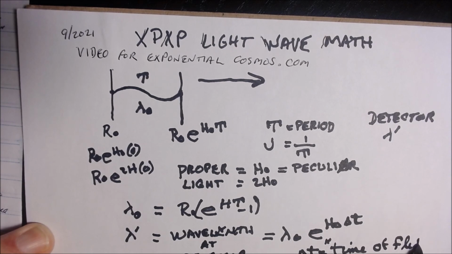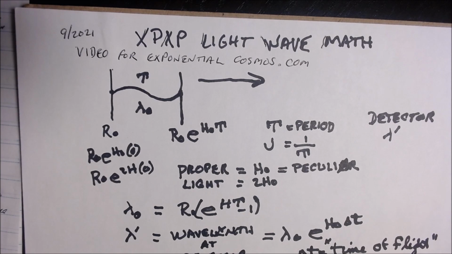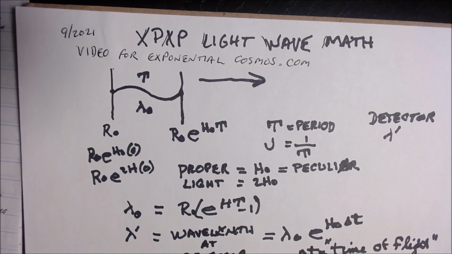Now this could be up to 14 billion years, or it could be 2 hours, whatever it takes. So the original wavelength times the expansion factor. This is the expansion constant here. This is the time of flight. E, of course, is your base. The wavelength at the detector will be somewhat greater because e to the h0 delta t is a longer wavelength than, of course, lambda 0.